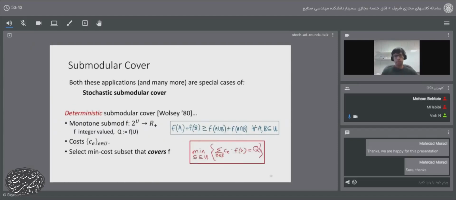So in the submodular cover problem, we also have costs associated with every element. If we select an element e into our solution, we have to pay a cost of c_e. And the goal is to select a subset of elements, S, that has minimum total cost, subject to the constraint that the function value on the chosen subset should be equal to Q. In other words, the submodular function should be covered. So covering a function means we pick a subset so that the function value is equal to Q, which is the maximum value of the function.